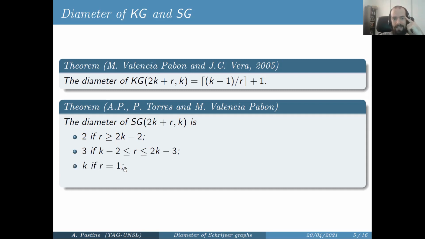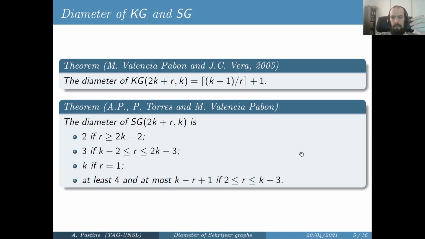When r is exactly 1, the diameter is k. This is actually quite easy because you are left with just a cycle. That is the case that we got with SG(5,2). And now for the not so nice part of this result, it is at least 4 and at most k-r+1 if r is between 2 and k-3.